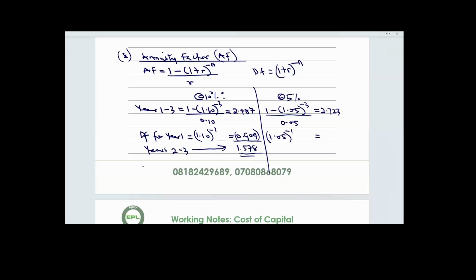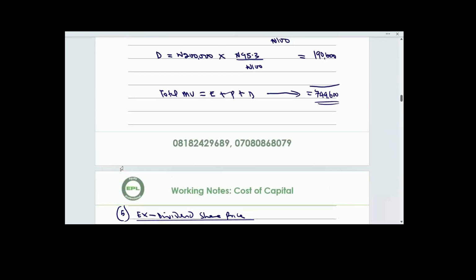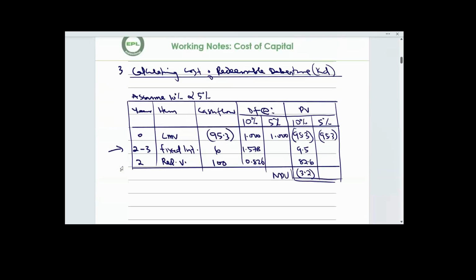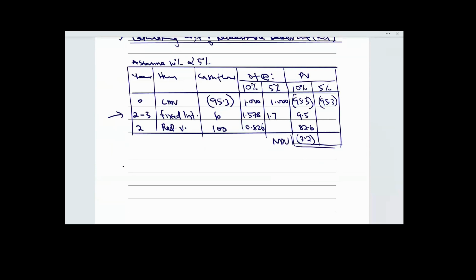That's 0.952. So 2.723 minus 0.952 is 1.771. That's how to calculate the annuity factor in between years. So here is 1.771.